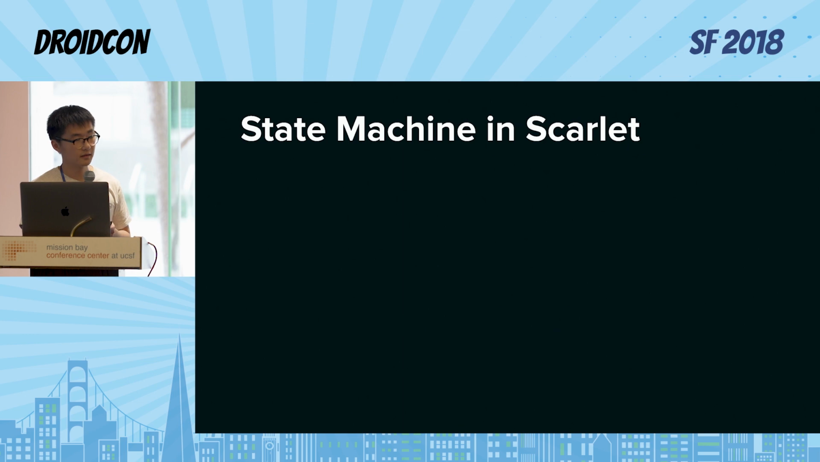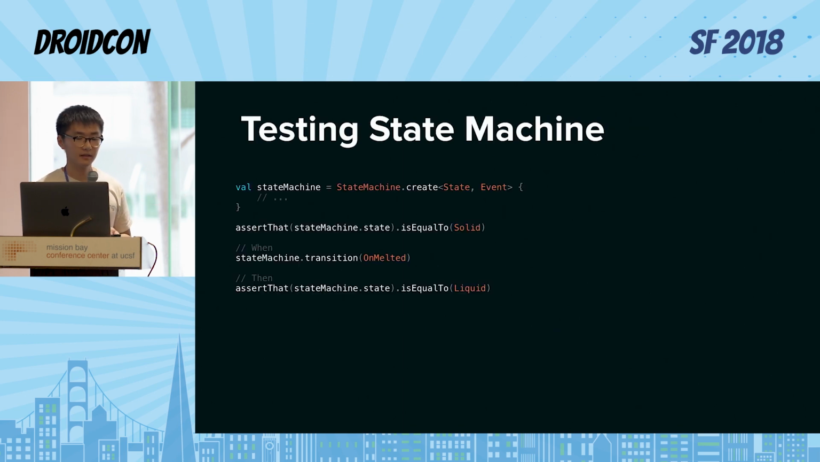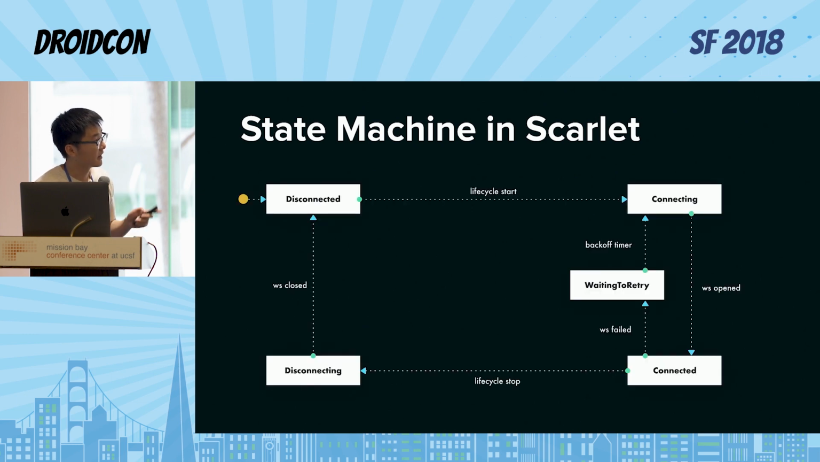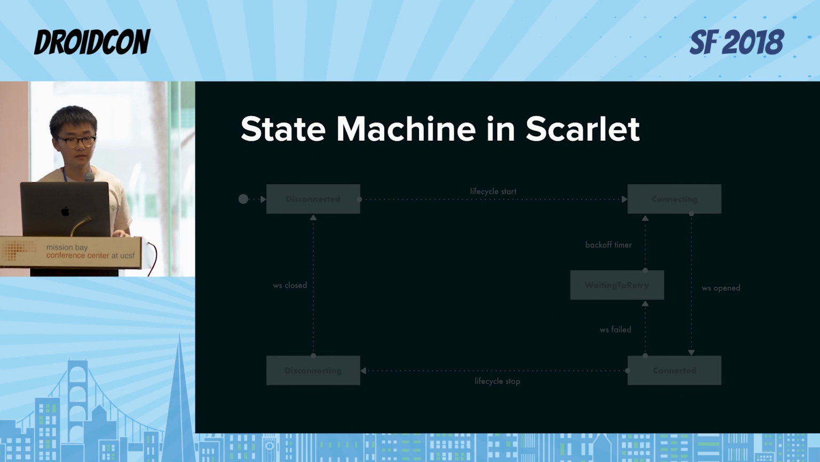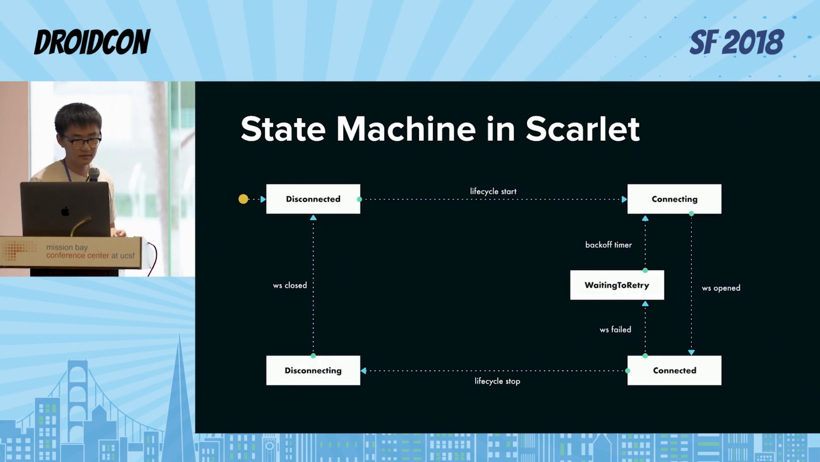We just saw how declarative the state machine is. Here's the state machine that Scarlet uses internally. It's simple and elegant, and it's customizable. This is how it uses the lifecycle changes to keep the connection open. And when the connection fails, it uses the backoff timer to recover the connection. This is the state management in Scarlet.